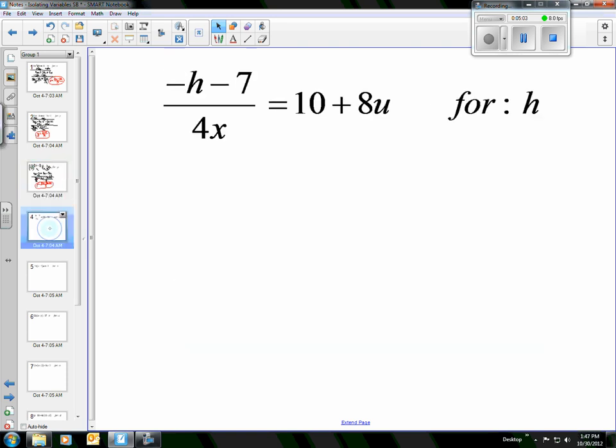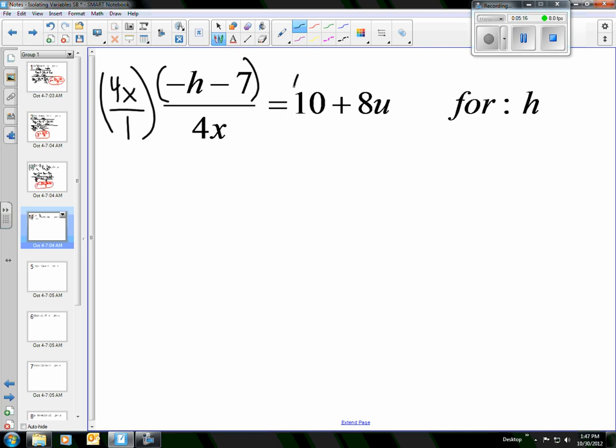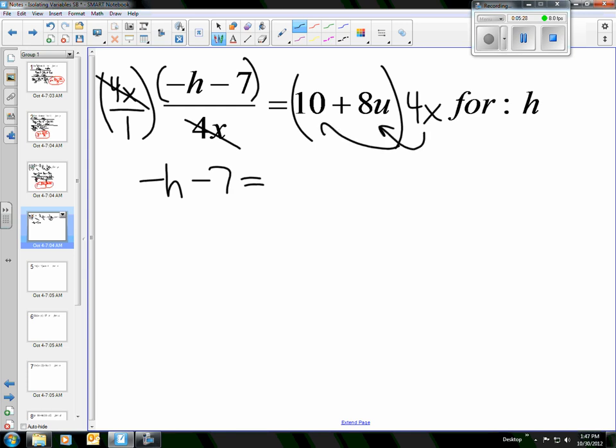Let's look at number 4. So number 4 here, similar concept. Again, I'm solving for h. And I can imagine grouping symbols here. I want to start by multiplying both sides by 4x. So multiply both sides by 4x. And then here my 4x's will cross divide, and I'll be left with negative h minus 7 equals. On the right side, we're going to distribute again. We're going to get 40x plus 32ux.